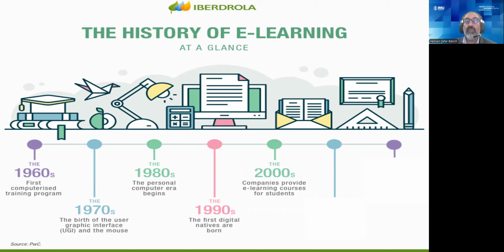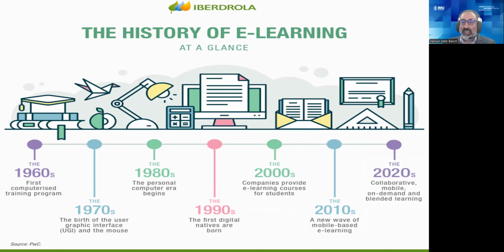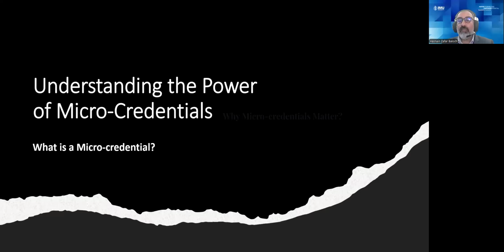In the 2000s, a lot of companies provided e-learning courses for students. Okay. Then in 2010, the new wave of mobile. Now everybody is carrying a smartphone. And the smartphone I'm carrying is actually faster than the first computer I bought, or even faster than the computers now. And in the 2020s and onward, we are talking about collaborative, mobile, on-demand, and blended learning.